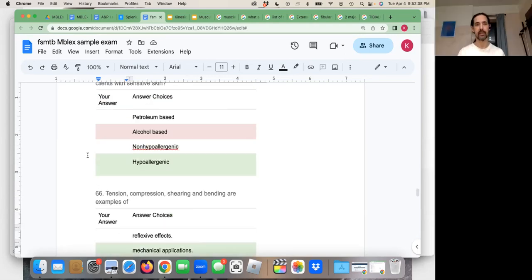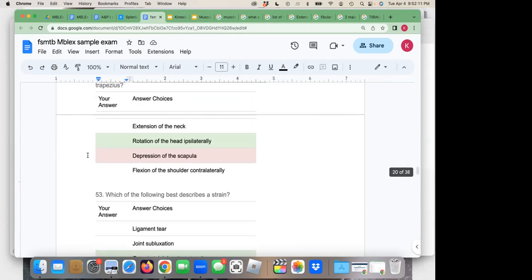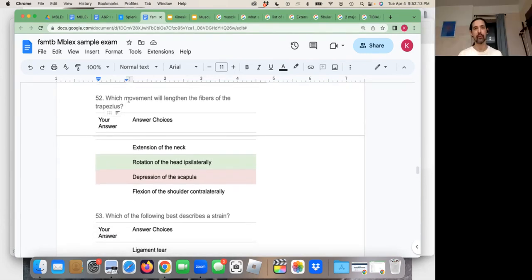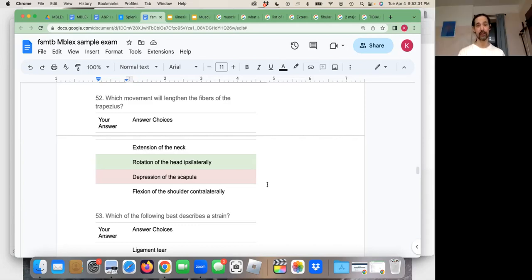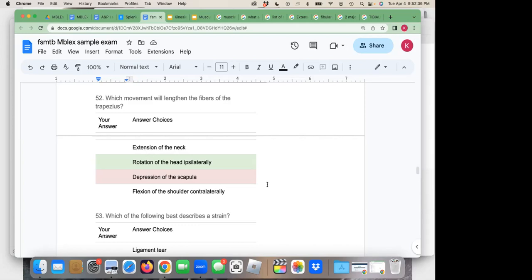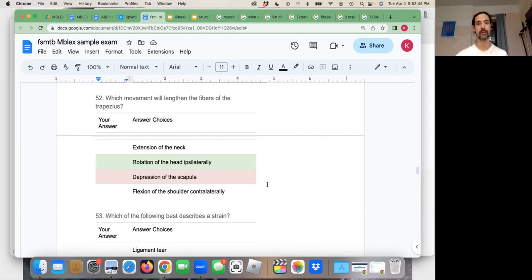Okay, let's see what else we got. Let's just pick some random stuff. Which movement will lengthen the fibers of the trapezius? Is it extension of the neck, rotation of the head to the same side ipsilaterally, depression of the scapula, or flexion of the shoulder contralaterally? Contralateral flexion is like this. Which movement will lengthen the fibers?